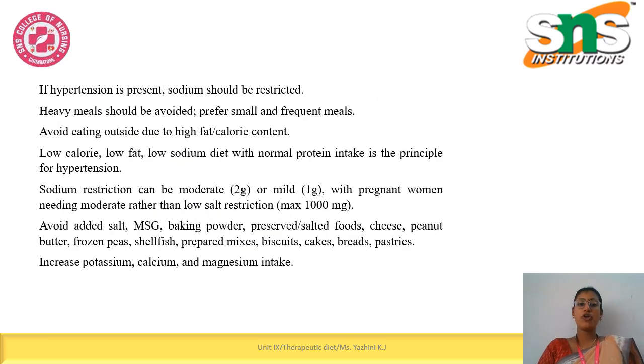For hypertension, follow a low caloric, low fat and low sodium diet with normal protein. And sodium restriction is compulsory. They have to limit to 2 grams or 1 gram at maximum. For pregnant women, 1000 mg is preferred, and avoid salt, peanut butter and processed foods, and increase potassium, calcium, and magnesium intake. So it's good for the health.